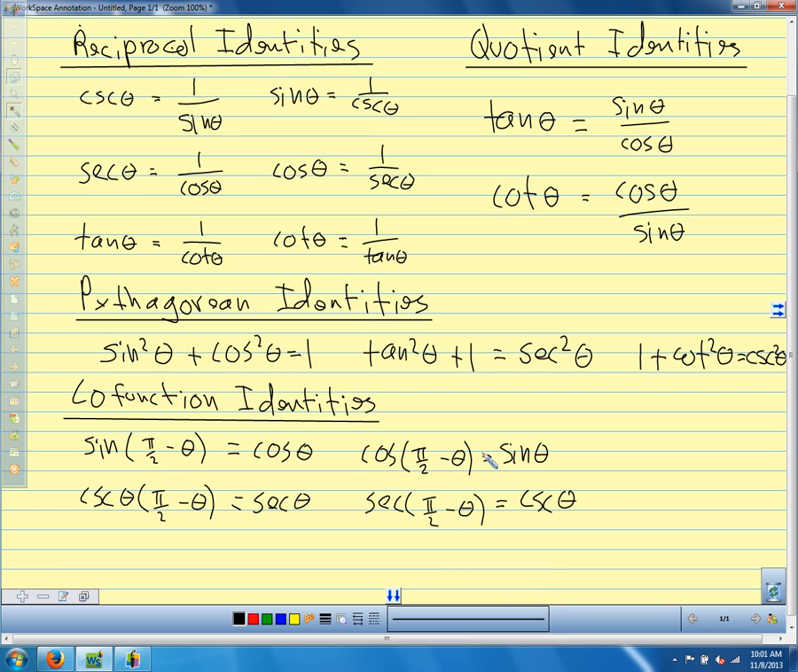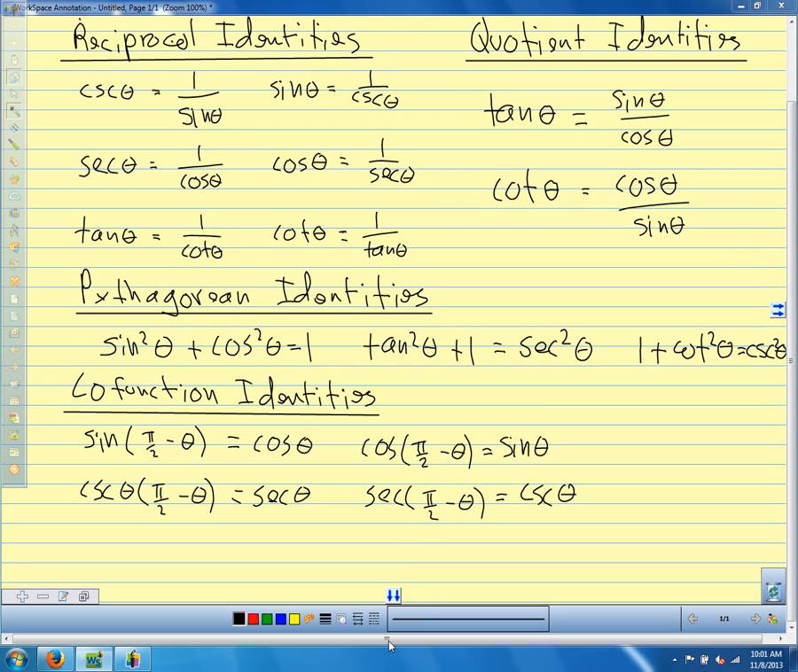This one look familiar? That was on the test yesterday. Which one was on the test? This one. You did it right? Yeah.